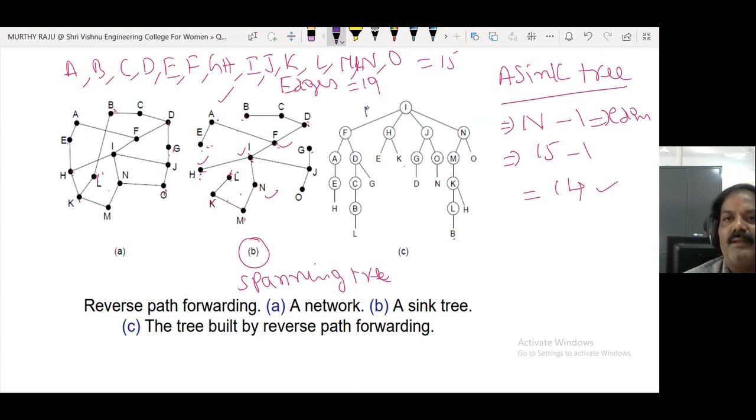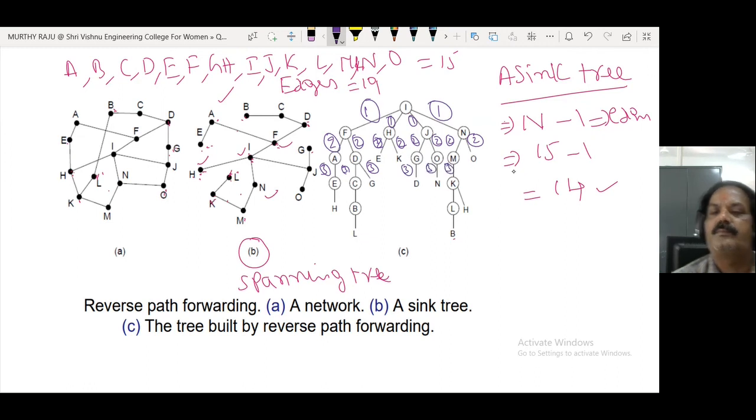This is hop 1. This is hop 2. Next one, this one is hop 2. This one is hop 3. This one is hop 4.